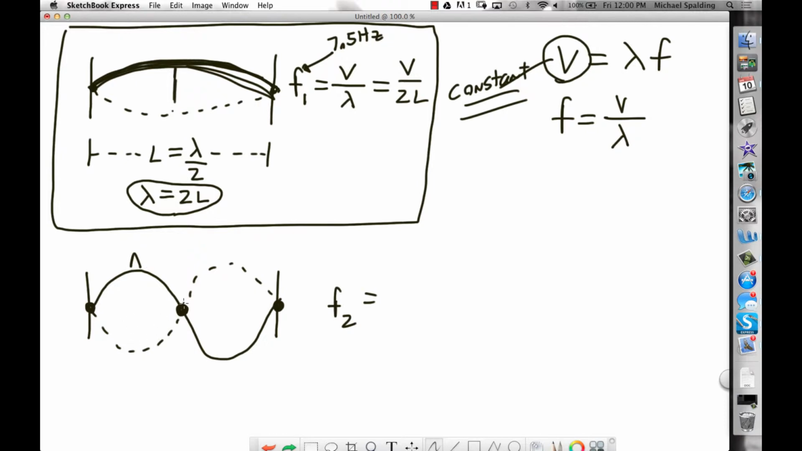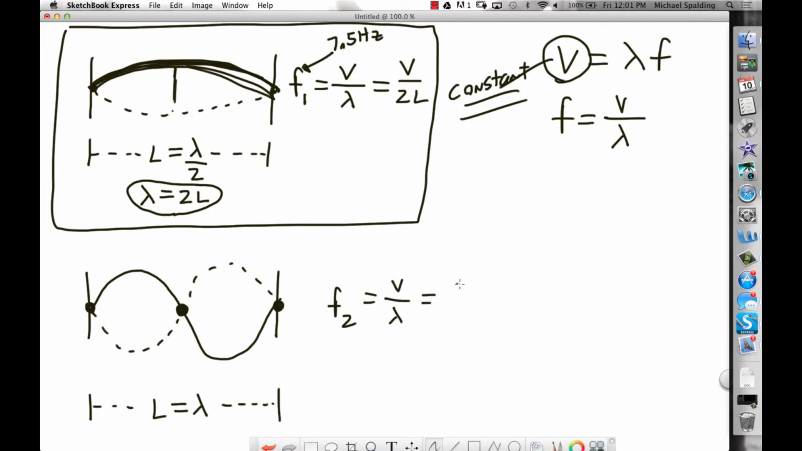Now, the distance from end to end, the length of the string, is L. How many wavelengths does this represent in this diagram? That's exactly 1 wavelength. So L equals lambda here. Okay, so let's figure this out. For F2, what's the frequency equation? Frequency is V over lambda. So this is going to be V over lambda.